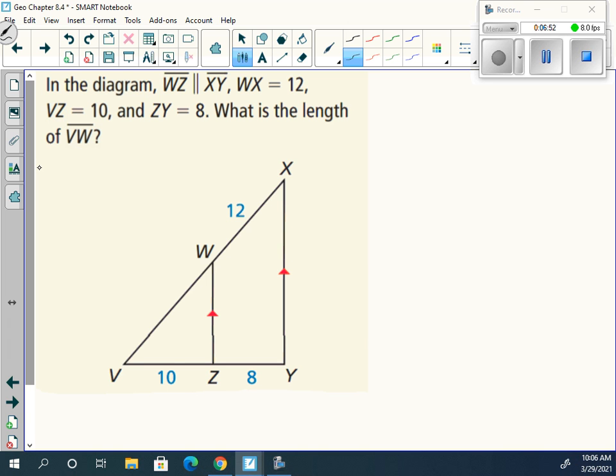So when we look at this, in the diagram, we do have two lines, WZ and XY, that are parallel to each other. WX is 12, VZ is 10, ZY is 8. What is the length of VW? And again, just like what we've been doing a lot of in this chapter, we're setting up a proportionality. And what would our proportionality be?